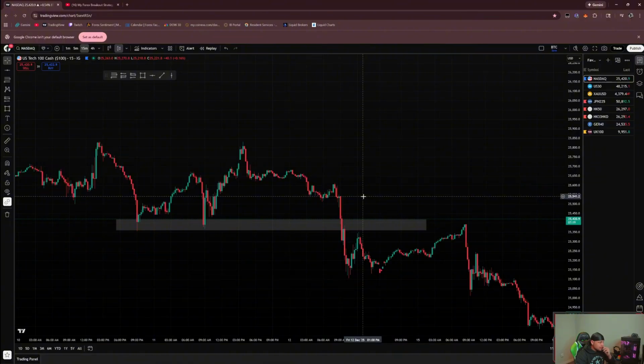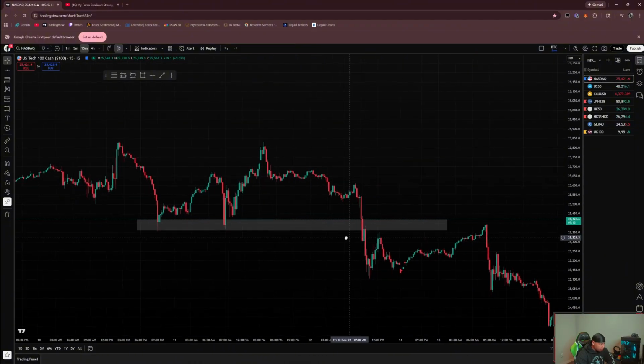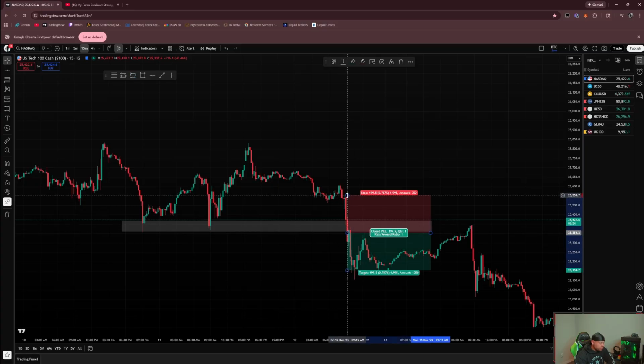All right, so we have another zone here that I like. With this zone, it was a strong push down. I entered on the first break of the zone because of how fast the momentum was. So I actually got in here. I had a tight stop loss right above the zone.